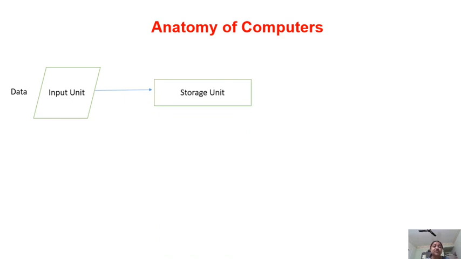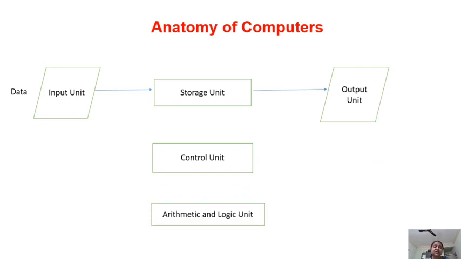Anatomy of computers. Data, input, storage unit, output unit, control unit, arithmetic and logic unit that gives results. This diagram shows how the data from the input unit is transferred to the storage unit and how the output unit gives us the result using the arithmetic and logic unit and control unit.